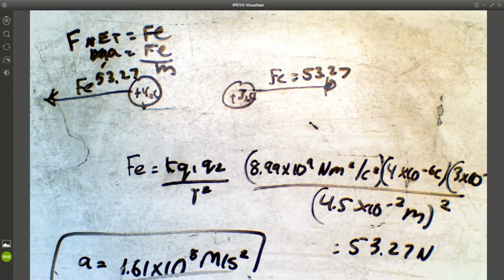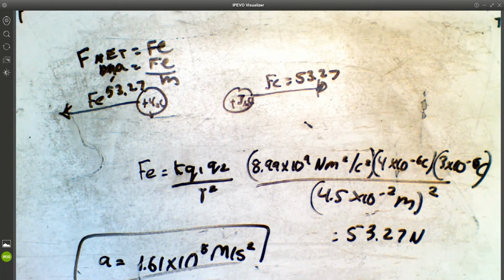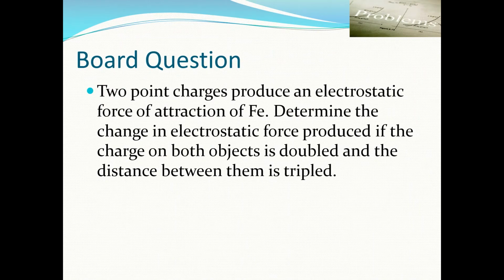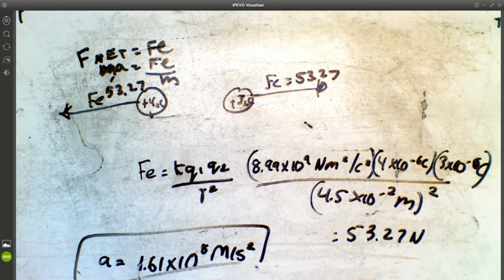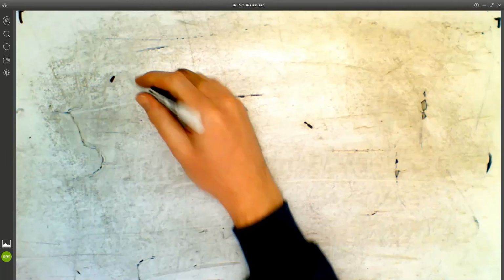Let's try another board question. Two point charges produce an electrostatic force of attraction Fe. Determine the change in electrostatic force produced if both charges were doubled and the distance between them is tripled. Okay, so this is a numbers without numbers question. So leave some space in between.